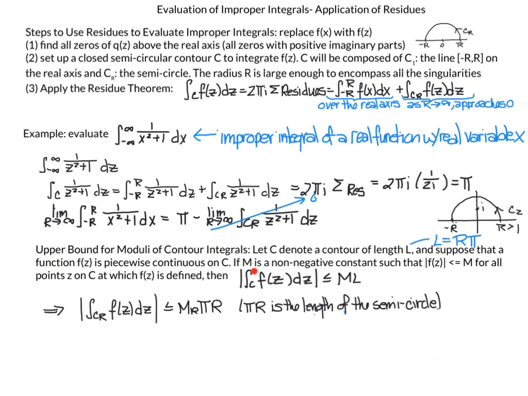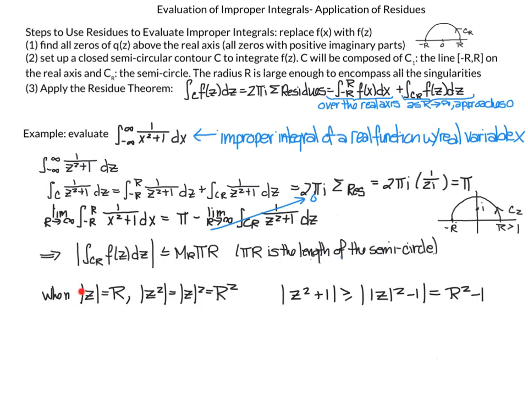Applying now this theorem to our integral here. So we have the modulus of our integral over C_R of f of z dz is less than or equal to our maximum value in this radius times pi r, being the length of half of our circle, or the length of the semicircle.